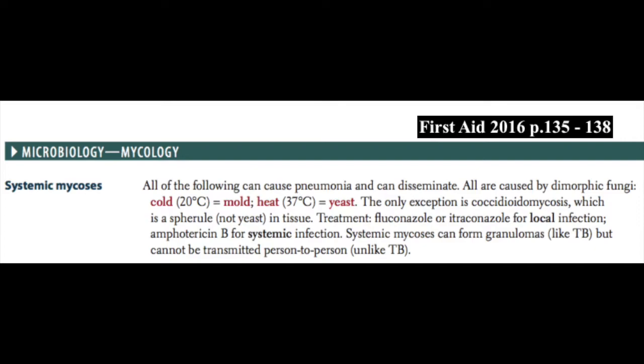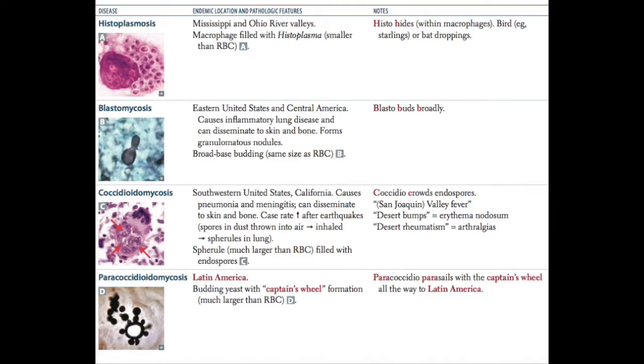Treatment for the systemic mycoses includes fluconazole or ketoconazole for local infection, and amphotericin B for systemic infections. Remember that systemic mycoses can mimic TB, you get granuloma formation, except unlike TB, there's no person-to-person transmission of the systemic mycoses. Once infected, you can get systemic mycoses, for example, histoplasmosis or blastomycosis. Let's talk about each of these.